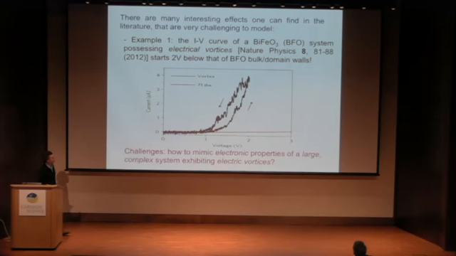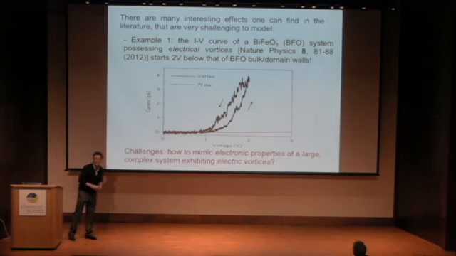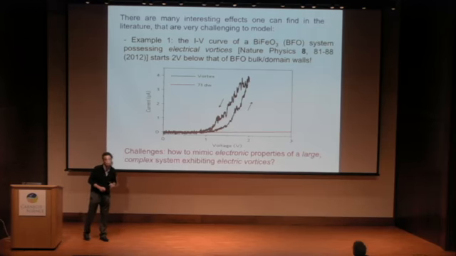But if you think, okay, if I want to model that, what are the challenges that you have to face? For instance, you need to mimic a very large complex system because you have these electrical vortices, and you need quite large scales to mimic them. But on top of that, that's not it. You also need to mimic the electronic properties of this large system. For example, you cannot use DFT, the size is too large, and you cannot use an interatomic potential, a bond valence model, or an effective Hamiltonian, because there are no electrons as degrees of freedom, only ions.